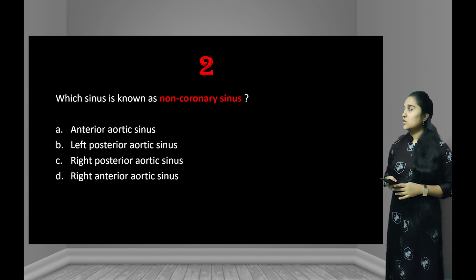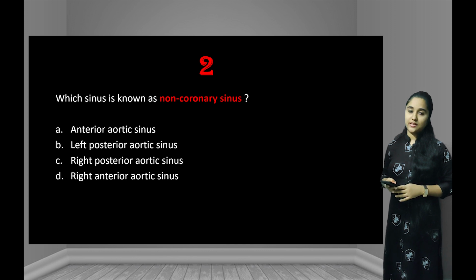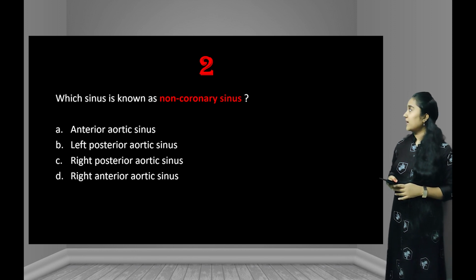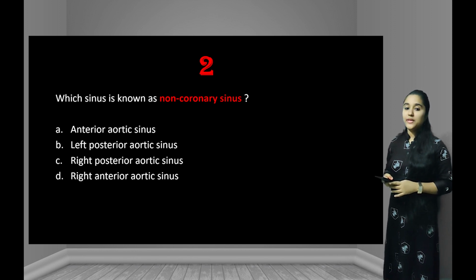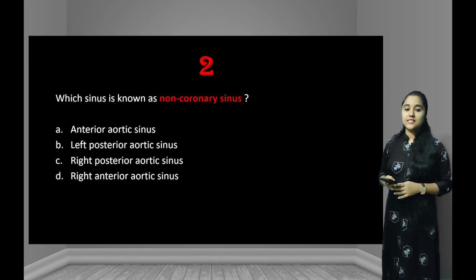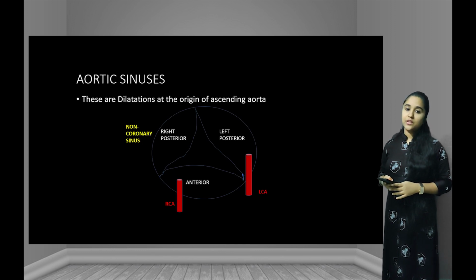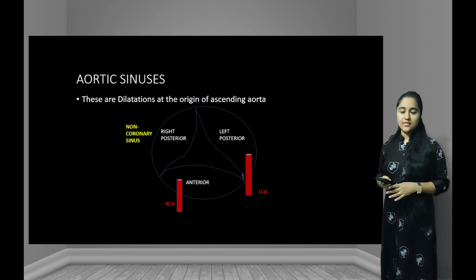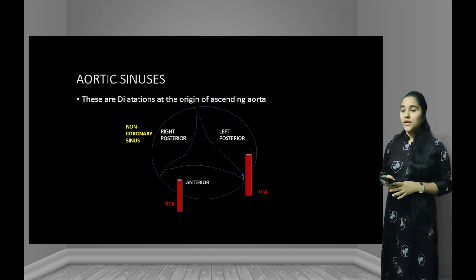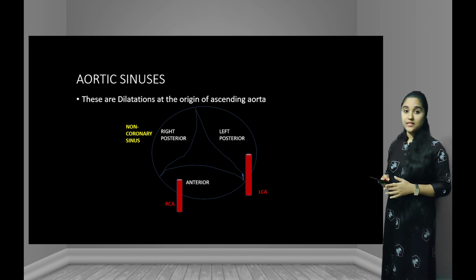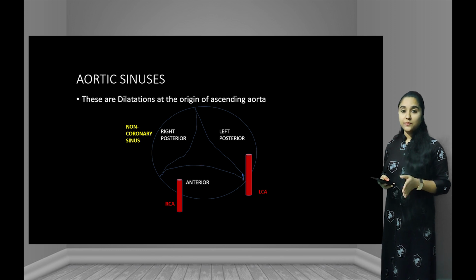Now we'll see the second question. Which sinus is known as non-coronary sinus? The options are A. Anterior aortic sinus, B. Left posterior aortic sinus, C. Right posterior aortic sinus, and D. Right anterior aortic sinus. So you know that aortic sinuses are dilatations at the origin of ascending aorta. There are three aortic sinuses, that is anterior, right posterior and left posterior.